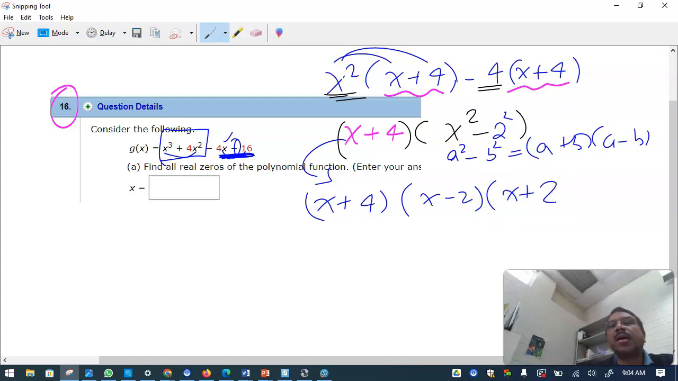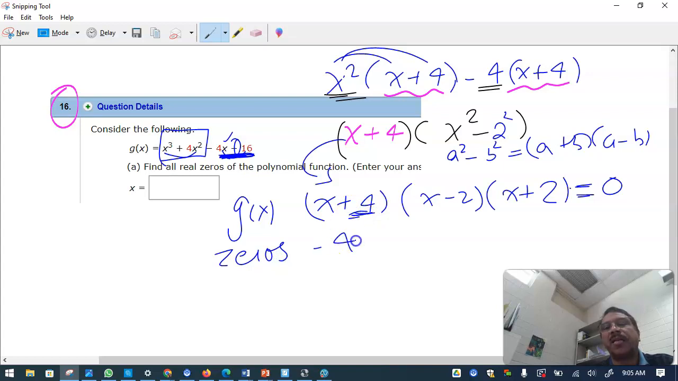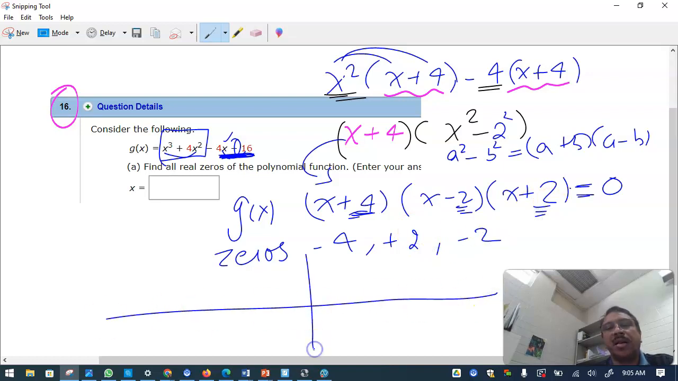Only thing is, we did forget that. So this function g of x, if I want to know when it is going to be 0, you just write the opposite. The zeros are the opposite of plus 4, which is minus 4, the opposite of minus 2 is plus 2, and the opposite of plus 2 is minus 2. That means on the number line you will see minus 4 is this, minus 2 is this one, and plus 2 is this. So this is the smallest one. This is the largest 0.